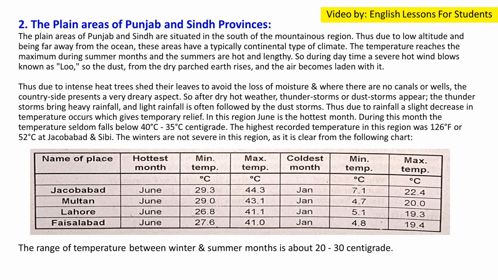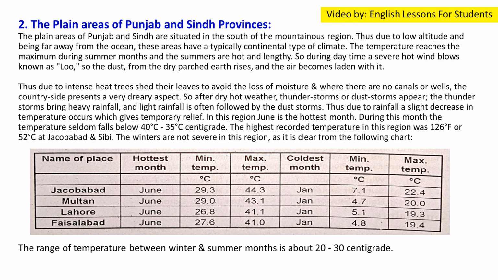Lahore, hottest month is June. Minimum temperature is 26.8. Maximum temperature is 41.1. Coldest month is Jan. Minimum temperature 5.1. Maximum temperature is 19.3 centigrade. Faisalabad, hottest month June, minimum temperature 27.6, maximum temperature 41. Coldest month January, minimum temperature 4.8 centigrade and maximum temperature is 19.4 centigrade.